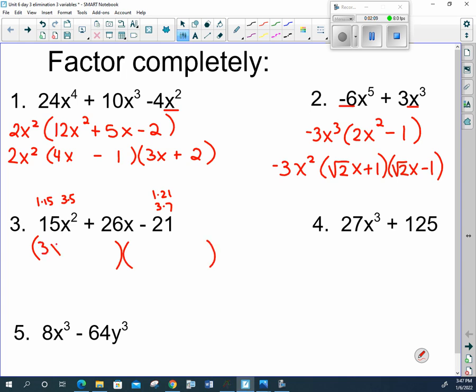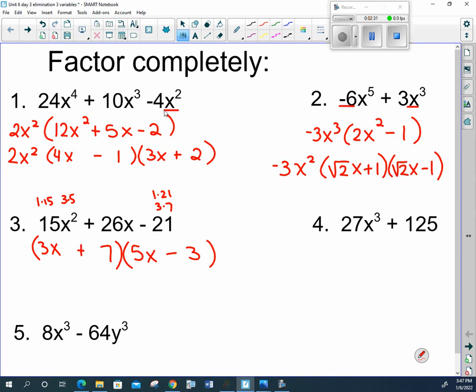So 3x, 5x. And I'll put the 7 with the 5. That'll give me 35. And I'll put the 3 over here. So 3 times 3 will give me 9. So I want a positive 26. So a positive 35 subtract a negative 9 would give me a positive 26. So that factors to 3x plus 7 times 7x minus 3.